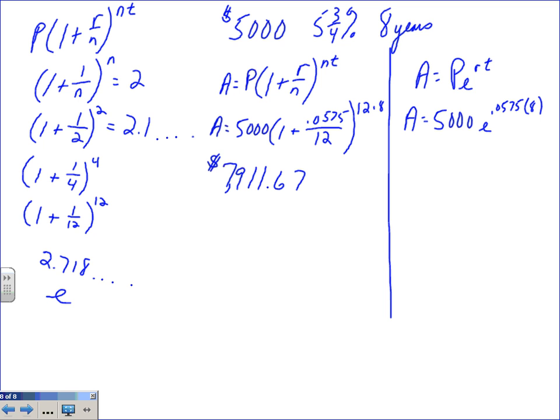So 0.0575 times 8. Continuous compounding, you're going to have $7,920.37. So you got about $9 more compounding continuously. You would think it would be a lot more. What makes the biggest difference, though, is we found out was our rate, that interest rate. Even 0.1% of interest of your rate makes a big difference. Okay? So compounding continuously.